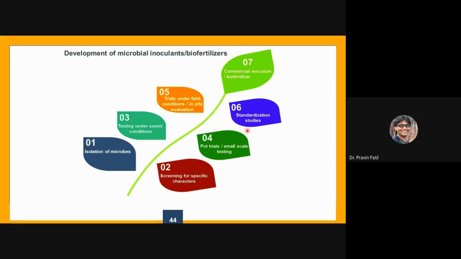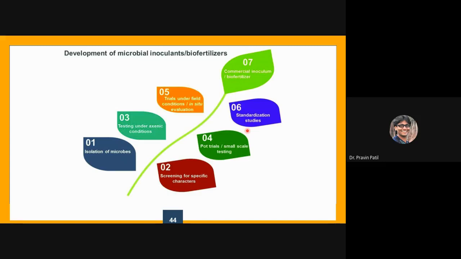Then the fourth part is the pot trials and small scale testing, where we can try that particular microbe at pot level. Instead of going for direct crop field application, we have to analyze it at a pilot scale, and that is why we carry out pot trials and small scale testing. Once these trials are successful, we can go for the trial under field condition or in situ evaluation.